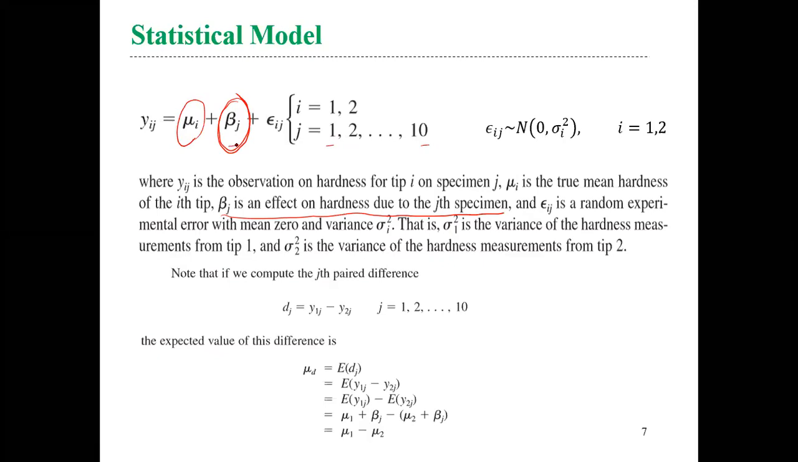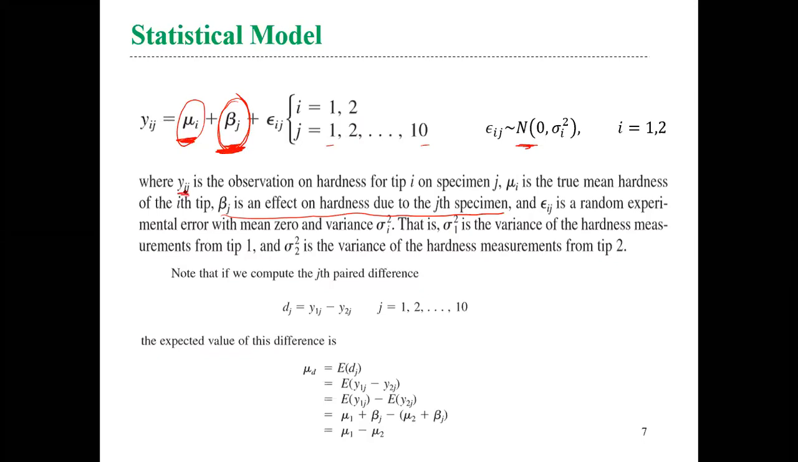And within each specimen, we have 2 tips measured. The average of the first tip is mu_1, the average of the second tip is mu_2. So we added one effect. The first effect was the treatment effect, but the second effect is the specimen effect. What about variability? We have the same assumption, that variability is different among tips. But the main difference is we added one more effect.